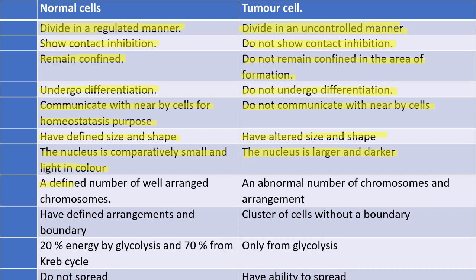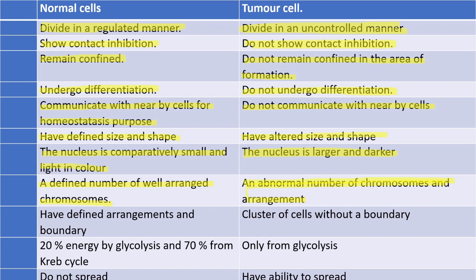In normal cells, a defined number of well-arranged chromosomes are seen. If we look at the chromosomes, they are well defined, while in case of tumor cells an abnormal number of chromosomes are arranged.